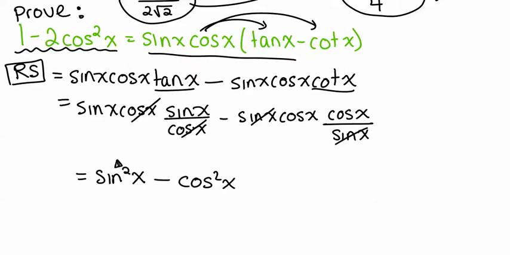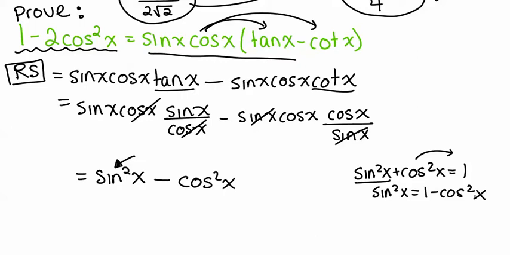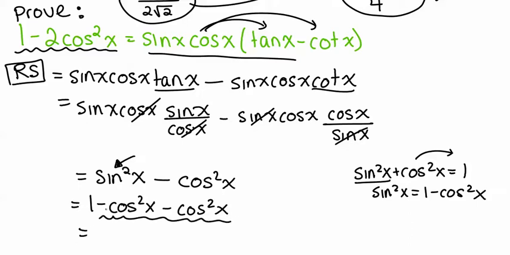So I kind of want to get rid of this sine. So from my Pythagorean identity, I know sine squared x plus cos squared x is equal to 1. So if I isolate sine squared and move the cos squared to the other side, I get sine squared x equals 1 minus cos squared x. So I'm going to sub in 1 minus cos squared x minus cos squared x. And then if I combine these like terms, negative cos squared x minus cos squared x is negative 2 cos squared x. My left side is equal to my right side.